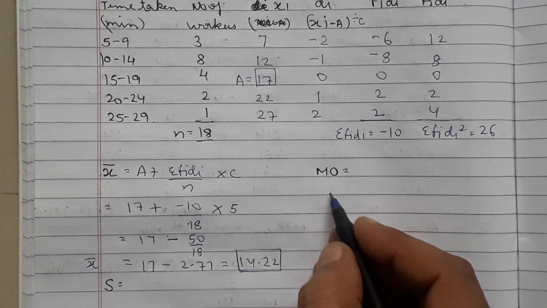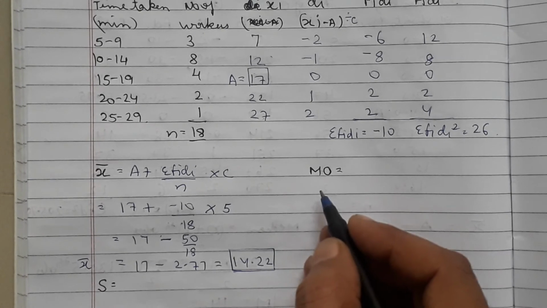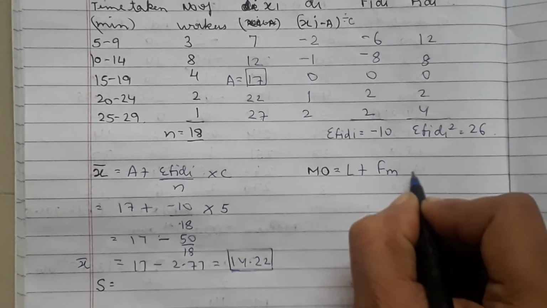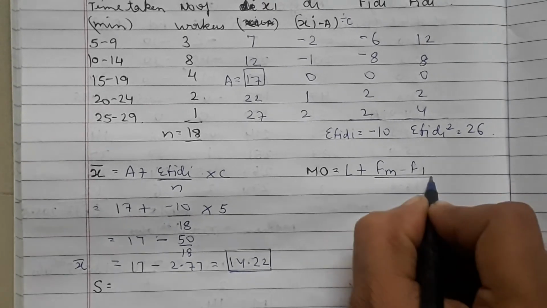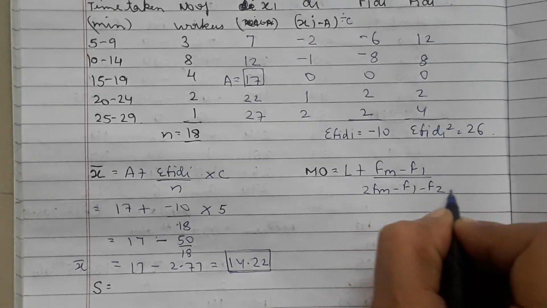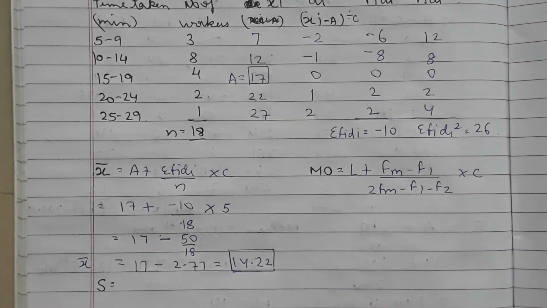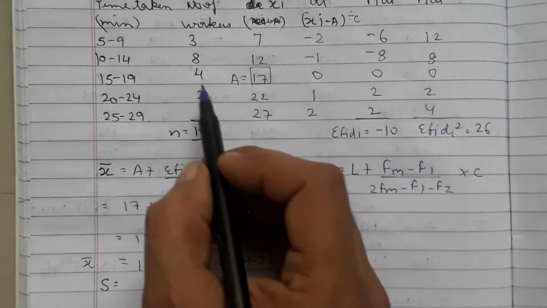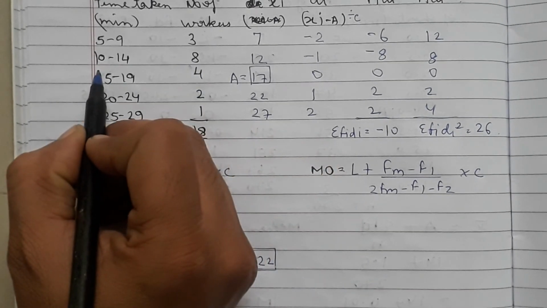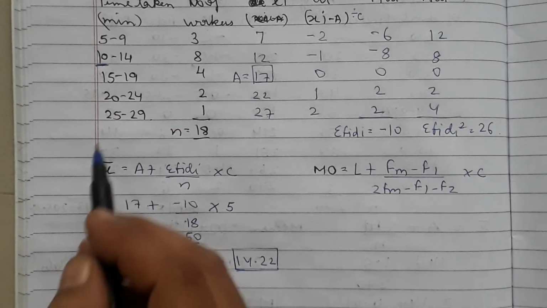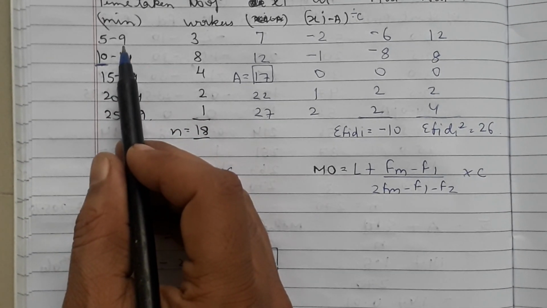Second thing, mode. Here it is a continuous series, so we will apply the formula L plus Fm minus F1 upon 2Fm minus F1 minus F2 into C. Now here highest frequency is 8, so L we take as 10, since it is an inclusive class.